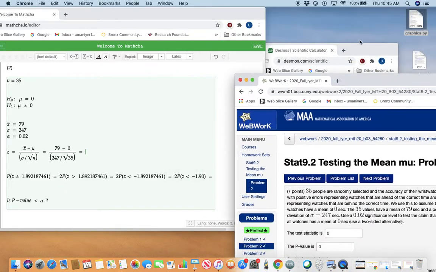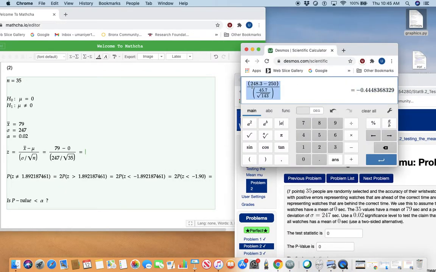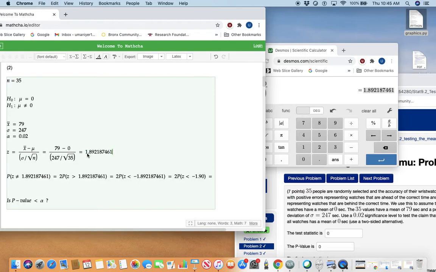If I can find my calculator, there you go. Okay, there is a numerator divided by a denominator. What goes in the denominator? 247 over square root 35. So that is the denominator. What goes in the numerator? 79 minus 0. So that is my test statistic.